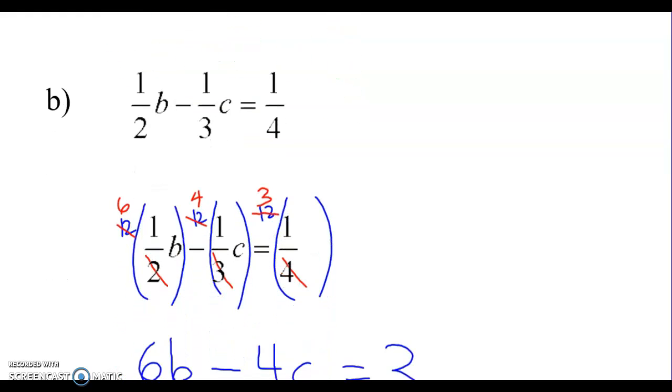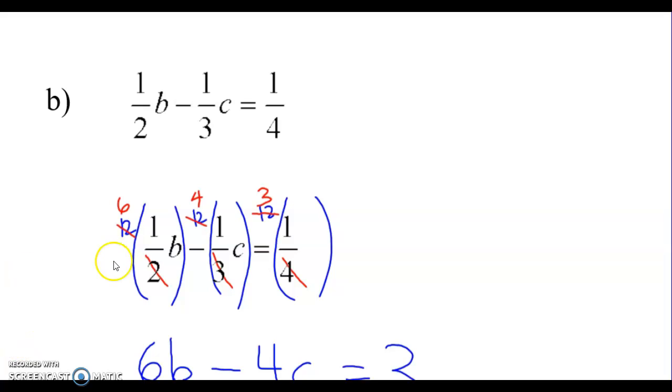My next example, we can see that we have fractions. So the best way to handle this is to clear the fractions. So remember, when I want to clear fractions, I look at my denominators, 2, 3, 4, and I ask myself, what is a number that divides evenly, or that is evenly divided by each of those numbers? And that would be 12. That's my lowest common denominator. So I'm going to multiply every single term by 12.